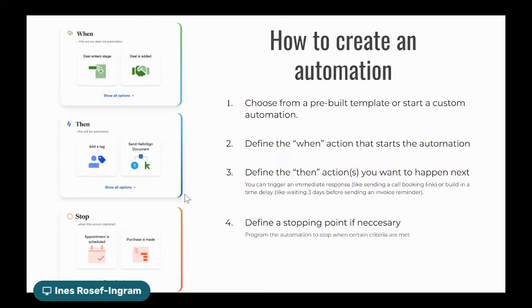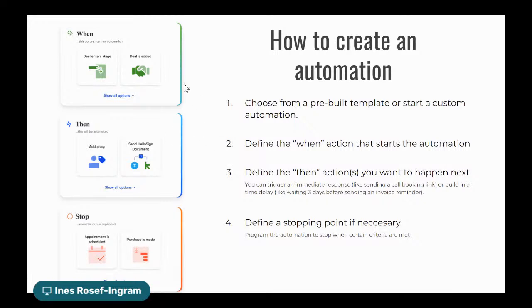So you have a when something happens, then do something, and then you have the option to define a stopping point if you need to. For example, if your automation is when someone fills in a form to book an appointment, then send them the link to book that appointment. If they book the appointment, then stop the sequence. If they don't book the appointment, then maybe you want to send them a reminder. So that's just an example of what an automation can look like.